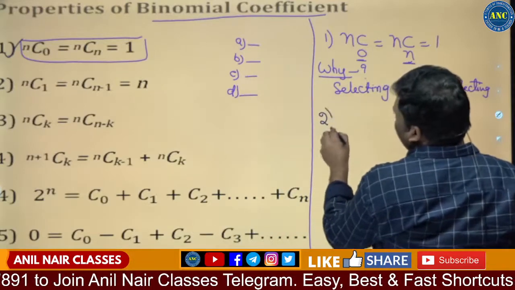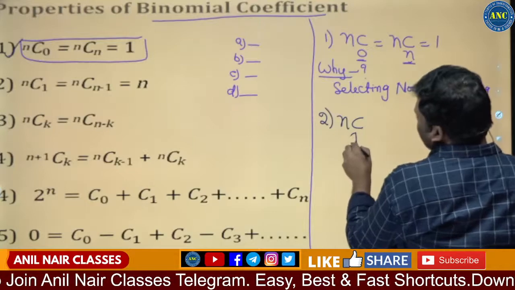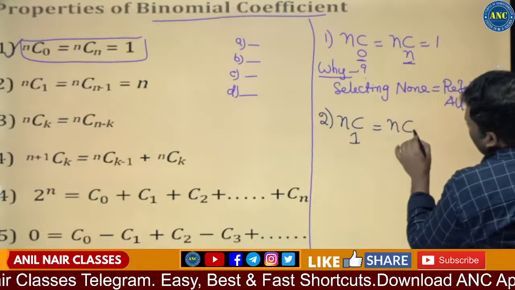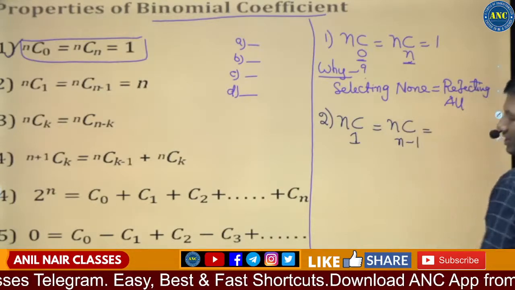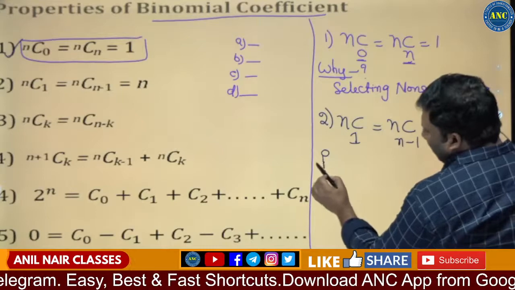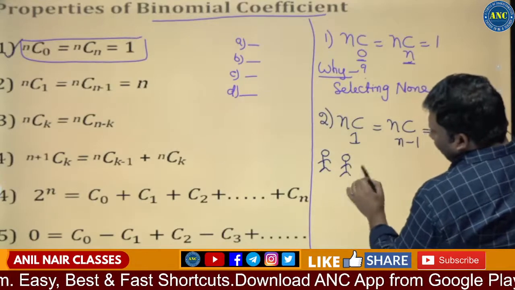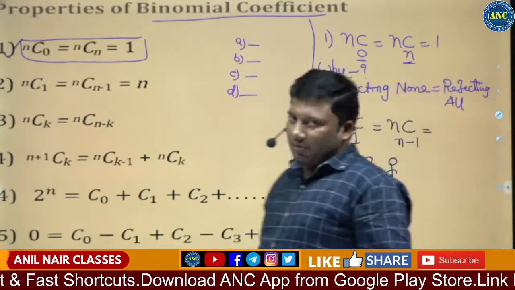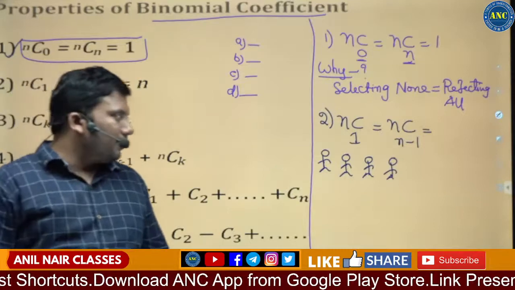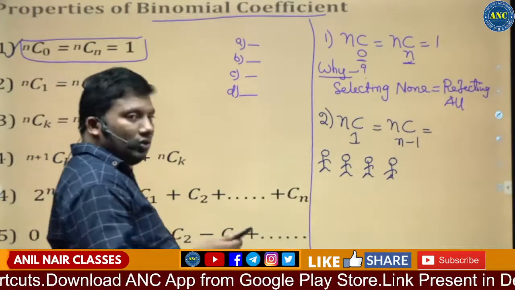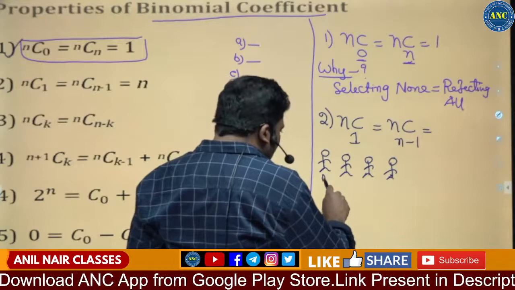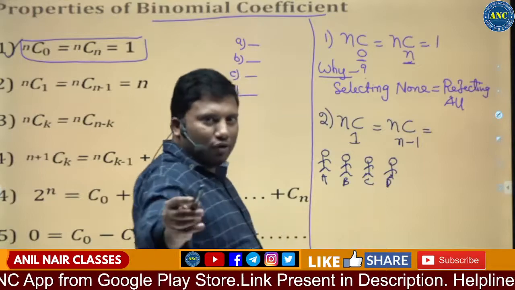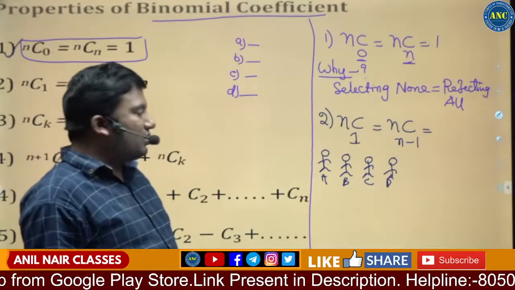Second property: nC1 is equivalent to nC(n minus 1). Forget about the answer. Suppose there are 4 kids in front of you, and you want to select one. In how many ways can you do it? Let us name these people A, B, C, D. There are 4 people in front of you and you need to select one.